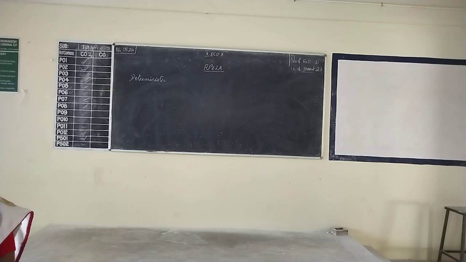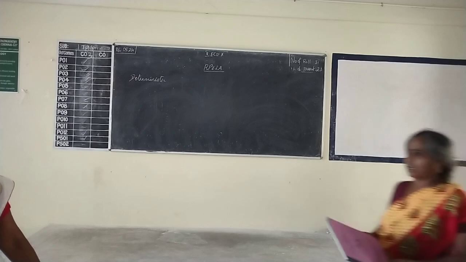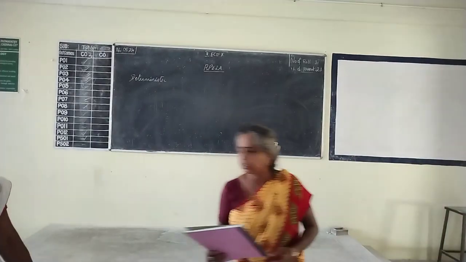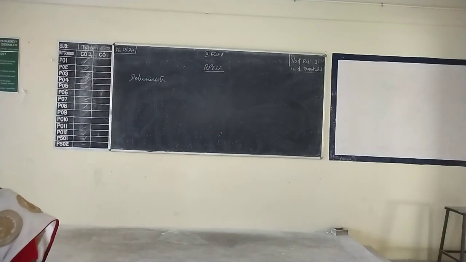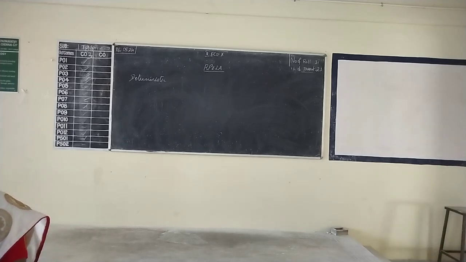Next one, non-deterministic random process. Next definition. Similar definition, so what is the difference here? The future cannot be predicted.